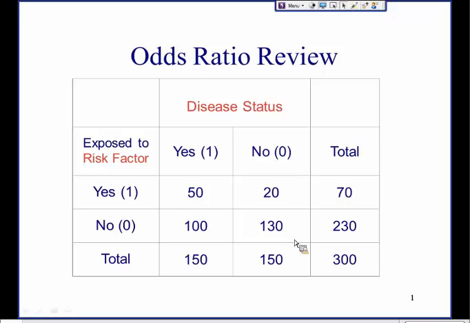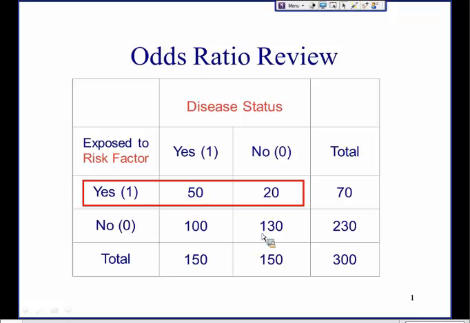So in this data we have 300 subjects, 70 of them exposed to the risk factor, 50 out of these 70 have disease and 20 no, and 230 didn't expose the risk factor, and 100 of them have disease, 130 no. With a table like this, of course, you can calculate the odds ratio. You can calculate the odds of getting disease given that you're exposed to the risk factor versus not. That would be 50 divided by 20 over 100 divided by 130.